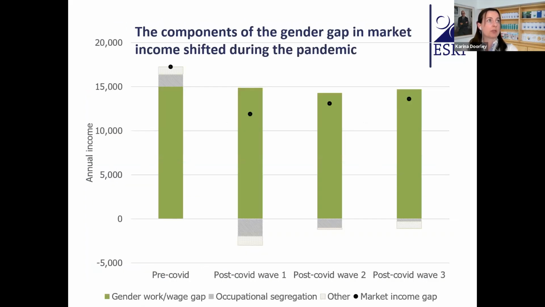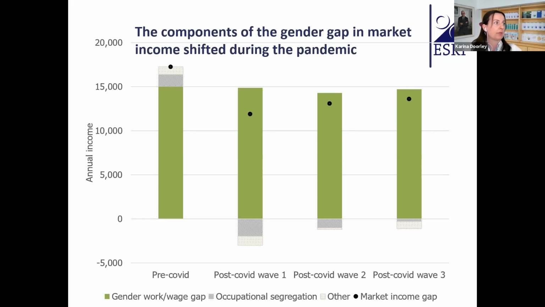Okay, so this graph shows the components of the gender gap in market income and how they evolved over the crisis. So the black dot shows the gender gap in annual income in euro. And we've got the pre-COVID level is about 17,000, and you can see that it drops quite significantly during wave 1 and then increases again slightly in waves 2 and 3. But we've seen from the last slide that in relative terms, these were quite similar. So compared to the underlying average male income, these were all at about 40%.